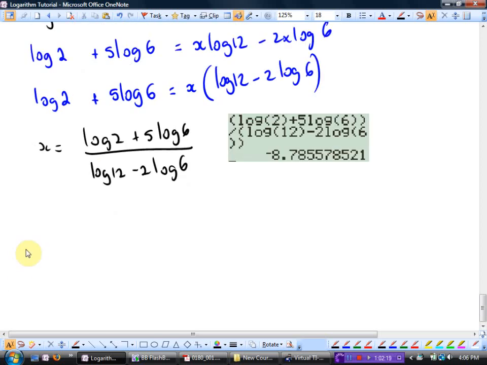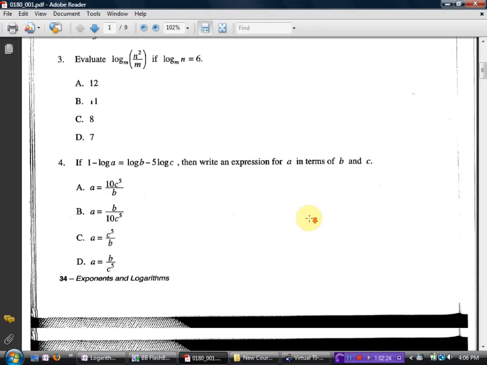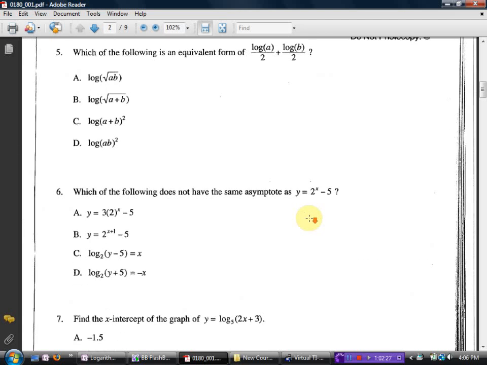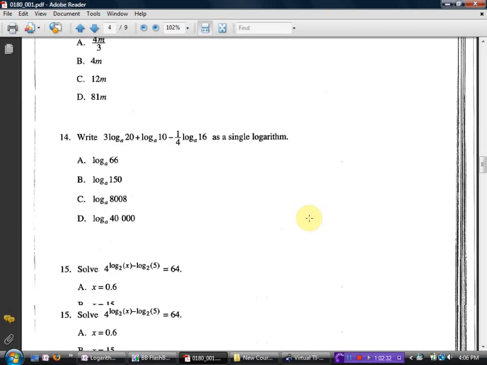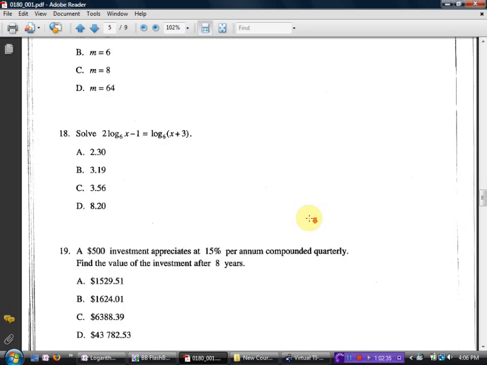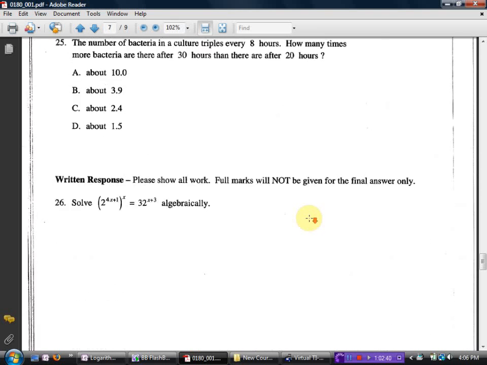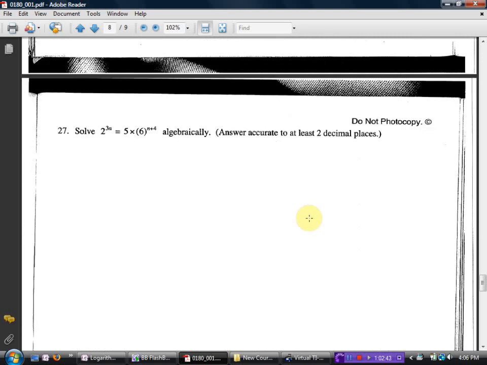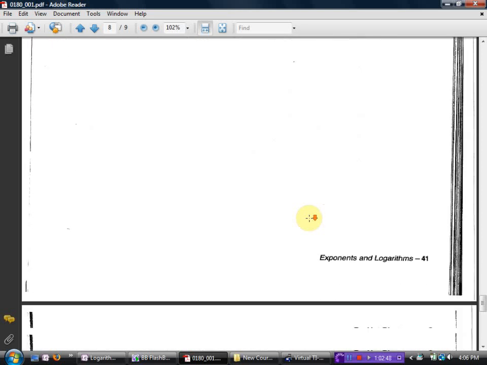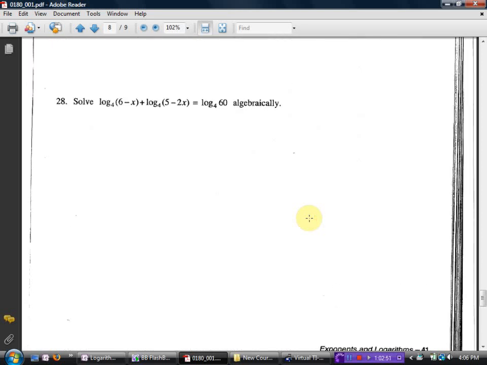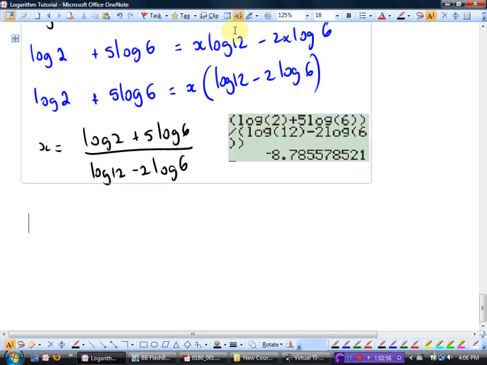Only this time, we're finally going to crack open this thing. Can you turn in your little test booklet, please, to page 30, 40, because I can't make up log equations very well. Turn to page 41, number 28.